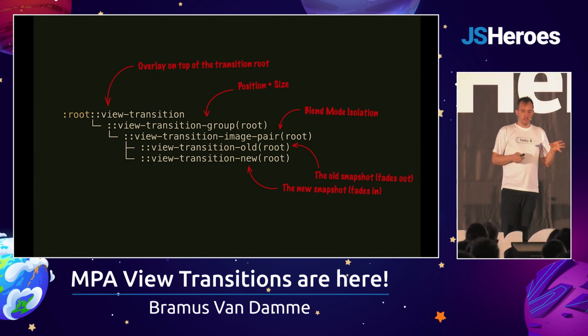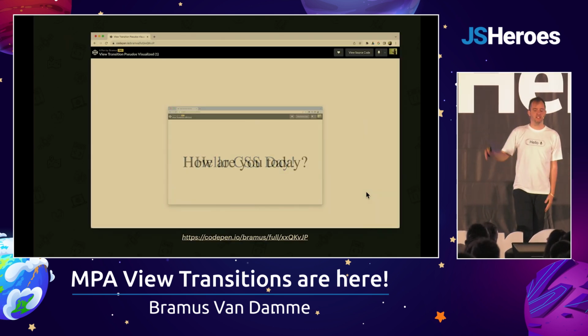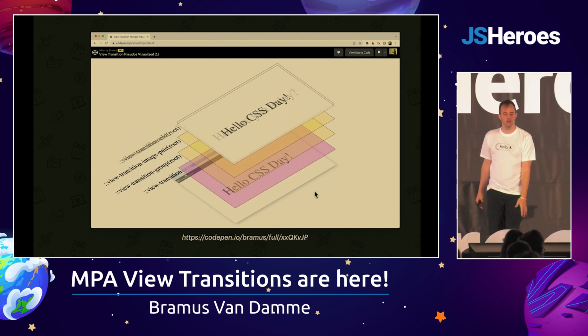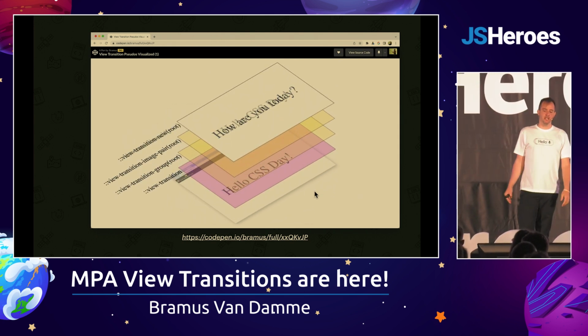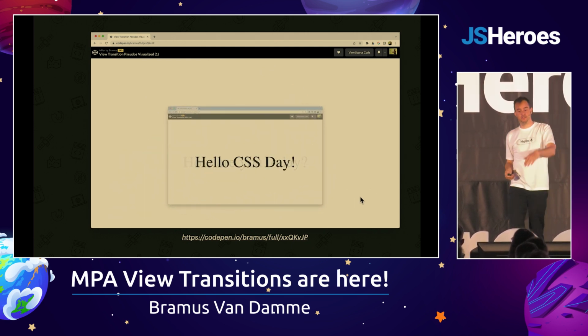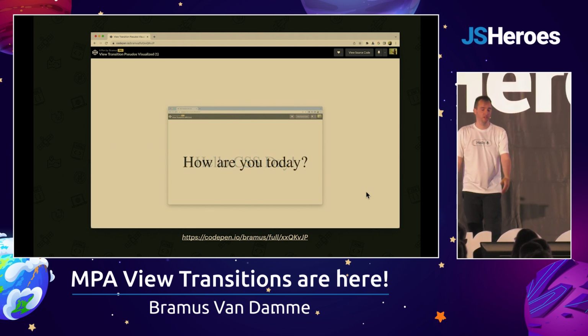If you couldn't follow, this is a visualization. So I have this fade in, fade out. Like this is what actually happens in the browser. You have your view transition layer, then your group in there, your image pair in there, and then the new and the old are fading in, fading out inside of one of these other pseudos inside of the image pair.